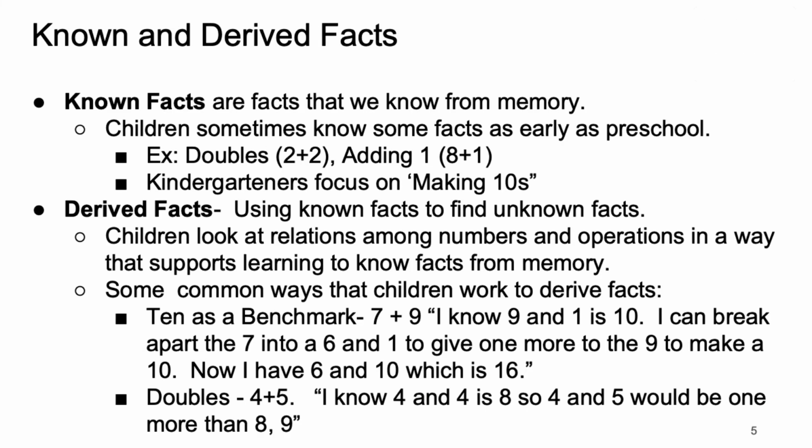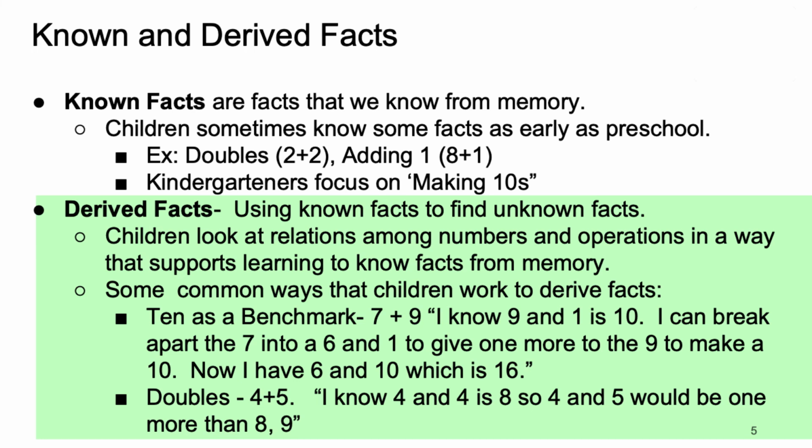And finally, there are known facts or derived facts. Sometimes they use something called doubles. They learn those really fast. They also use adding one more and also one less, which is very common for them just to know very quickly. Kindergartners also memorize the facts for making 10. So that's a known fact that a lot of 1st graders are going to already know, how to make 10s. So once they start learning some facts, then they can use those facts to find out facts they don't know. And we call that deriving facts. That's using facts I know to figure out facts I don't know.